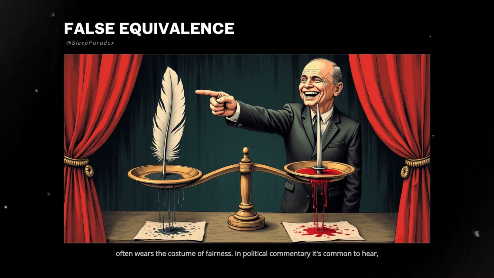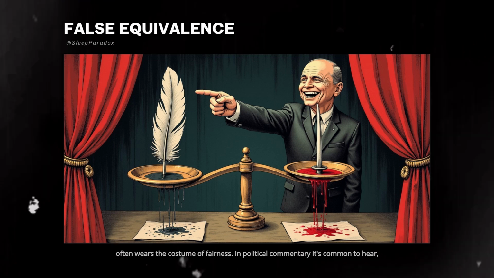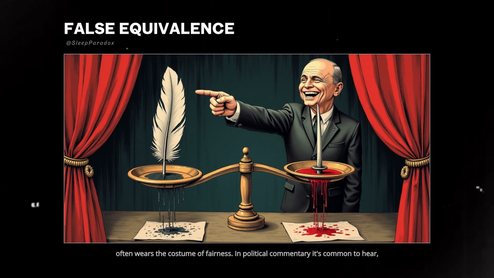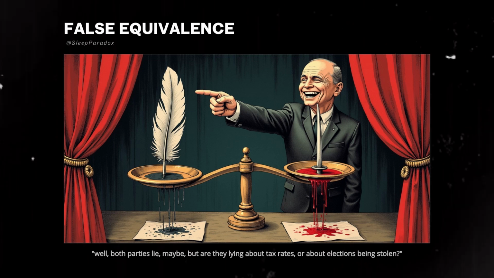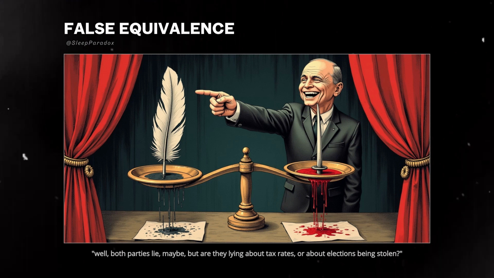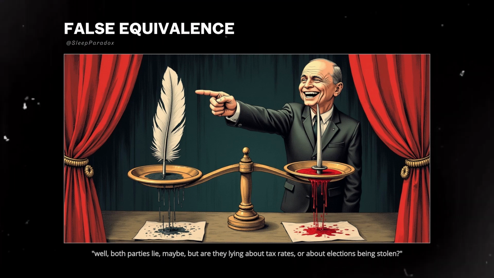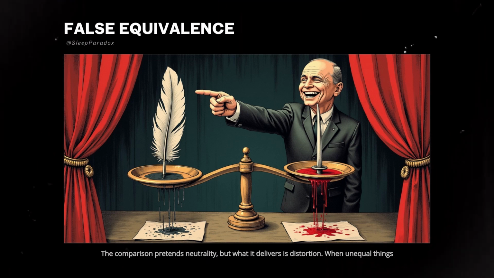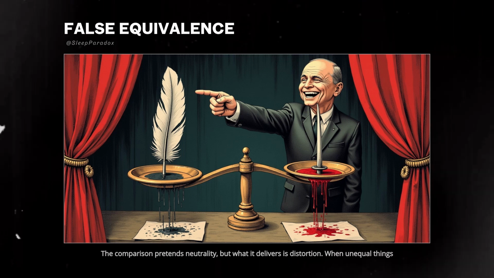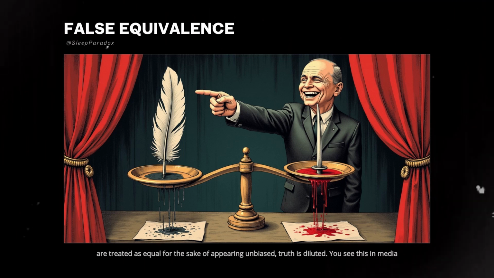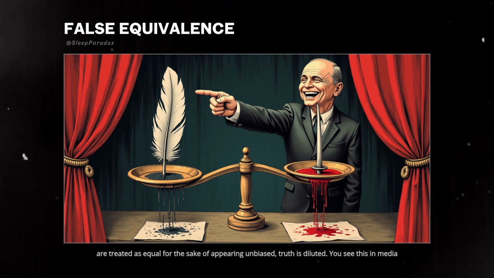The fallacy often wears the costume of fairness. In political commentary, it's common to hear, "Well, both parties lie." Maybe, but are they lying about tax rates or about elections being stolen? The comparison pretends neutrality, but what it delivers is distortion. When unequal things are treated as equal for the sake of appearing unbiased, truth is diluted.